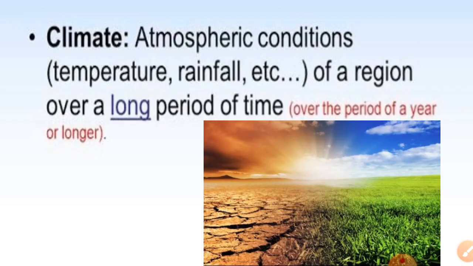Now we will go ahead, and the next topic is climate. What is climate? Here you can see: climate is the atmospheric condition like temperature, rainfall, etc. of a region over a long period, not suddenly or very fast. It is a change after a long period of time, over a year or longer.